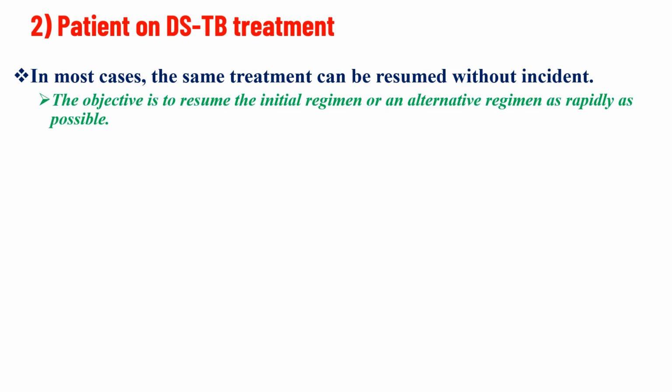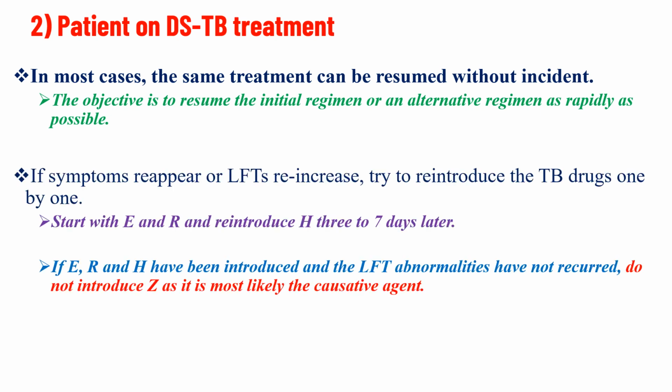For those patients who are on the first line of anti-TB drugs, or on drug-susceptible TB treatment, in most cases the same treatment can be resumed without incident, and the objective is to resume the initial regimen or an alternative regimen as rapidly as possible. If symptoms reappear or liver function tests re-increase after resumption, try to reintroduce the TB drugs one by one. Start with ethambutol and rifampicin and reintroduce isoniazid 3 to 7 days later.